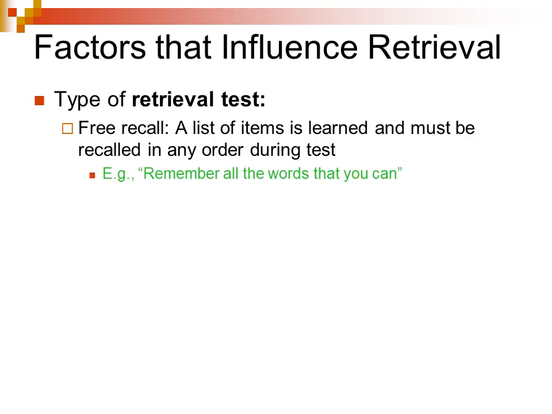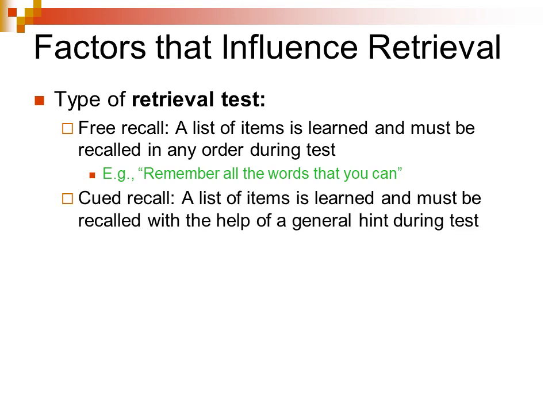The first test type is the free recall test, where a list of items is learned and must be recalled in any order during test. So participants are shown a list of items, given a certain amount of time to learn them, and then with the free recall test, they simply recall as many as they can during the test. This would be similar to a short answer question on an exam. I might ask you, what is the definition of long-term memory? And you would have to try to recall the definition without any sort of hint.